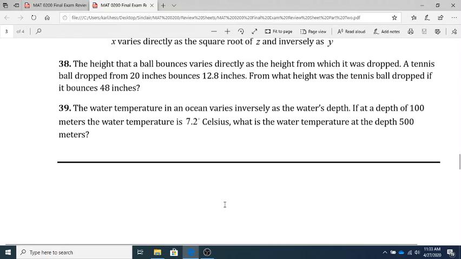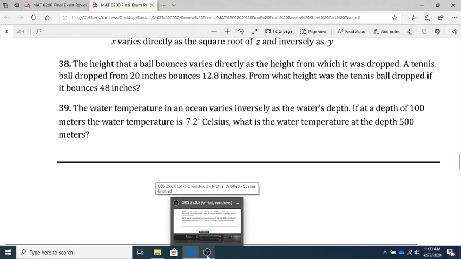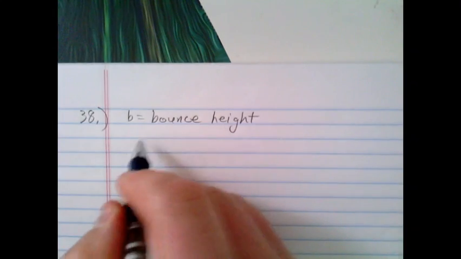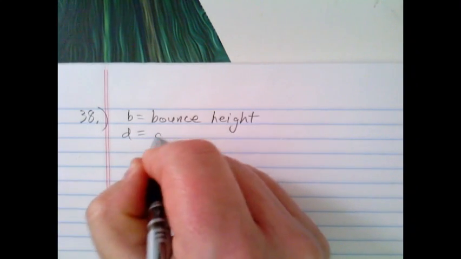Alright, the height that a ball bounces varies directly from the height at which it was dropped. So we've got a bounce height and a drop height. Now let's first interpret that before I read the rest of it. The height that the ball bounces varies directly as the height from which it was dropped. So let's let B equal bounce height. Normally I'd use H for height, but there's two heights here, so I'll use another letter to distinguish them. B equals bounce height, D equals drop height.